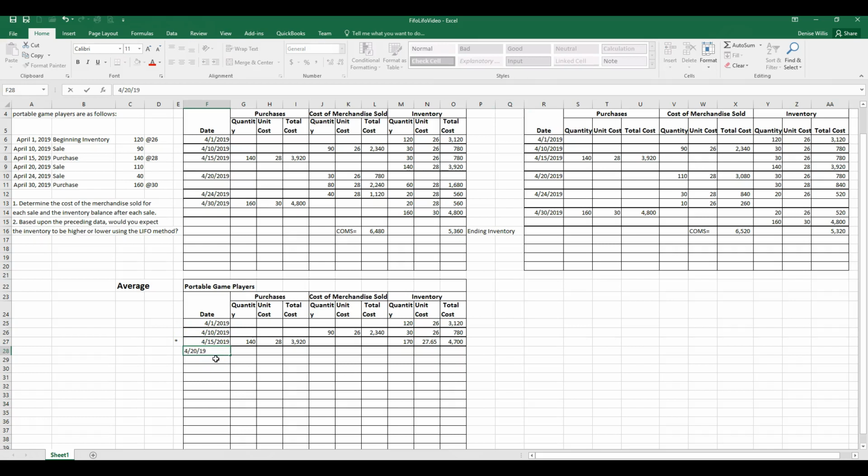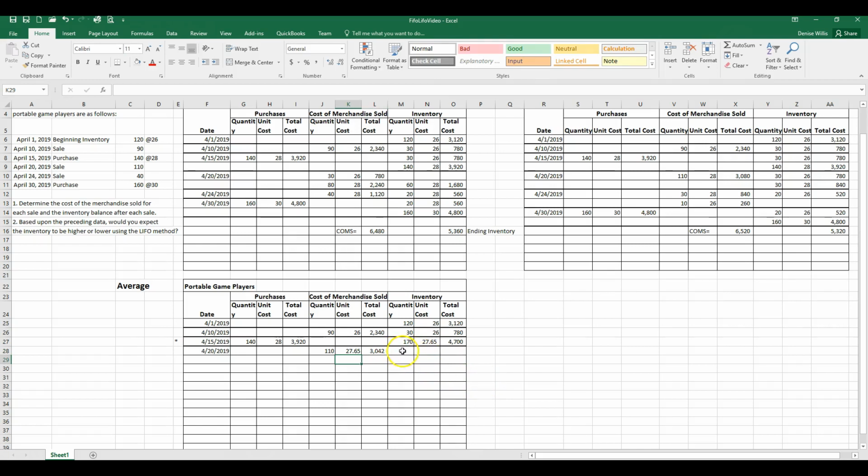On 420, we're going to sell some more. How many are we selling? It says we're selling 110. Well, there's no decision to make. All 110 have to equal the $27.65, because that's our average price. So this is going to be the 110 times $27.65.